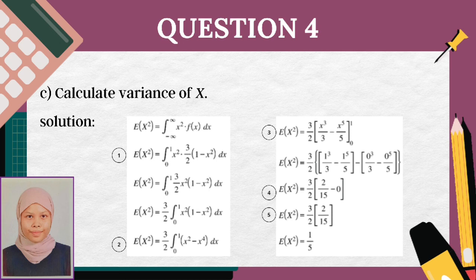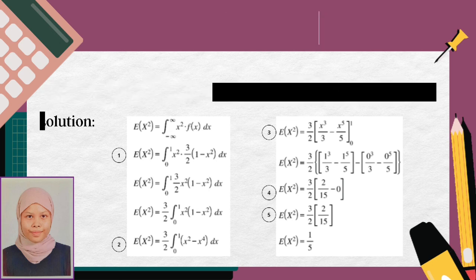Secondly, we can expand the function into x squared minus x to the power of 4 dx. Thirdly, we integrate it, and it will be x cubed over 3 minus x to the power of 5 over 5 on the range 0 to 1. Then we replace the x with the values of 1 and 0 respectively. Fourthly, we subtract the values of 2 over 15 and 0. Fifthly, we will get 2 over 15, and we multiply with 3 over 2, and we will get E(x²) equals 1 over 5.